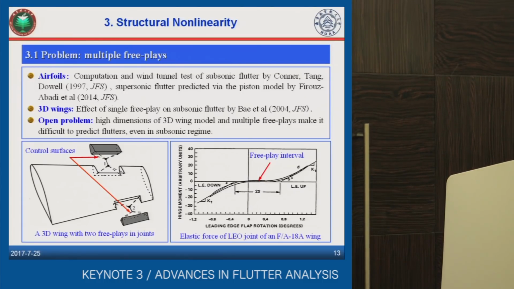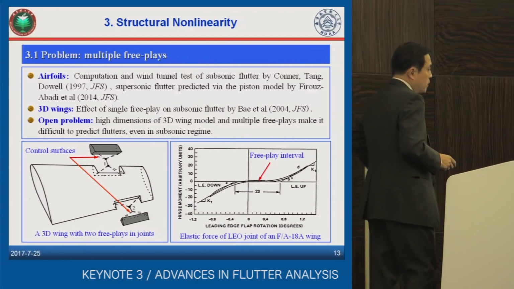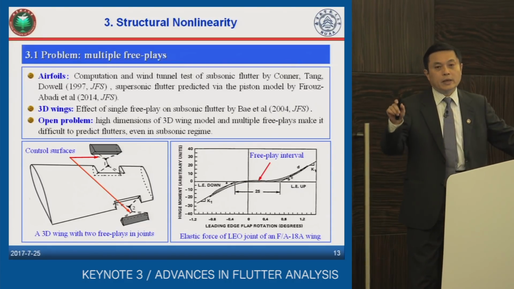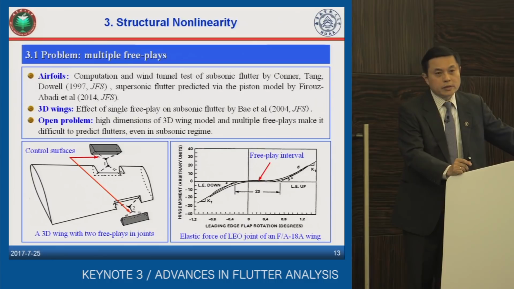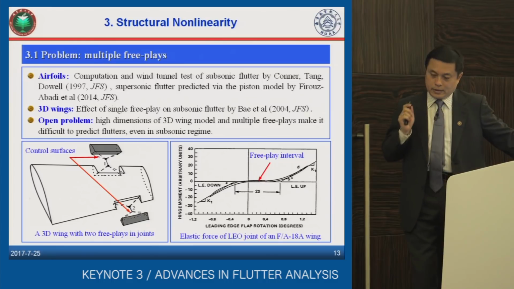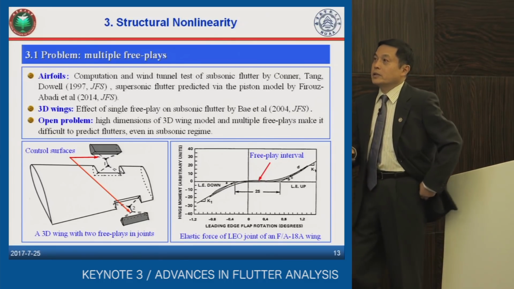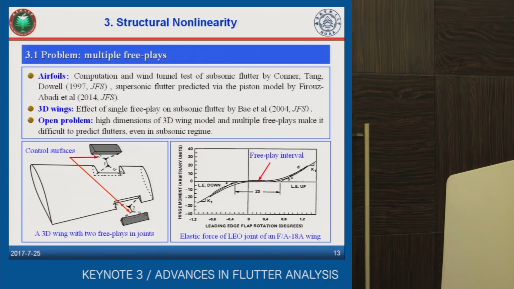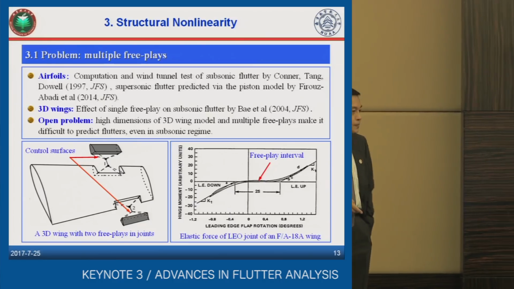And here, this is the elastic force of the joint, and you can see that there is a backlash of about 1 degree in rotation angle. And this is a very typical case in engineering. However, most of the studies up to now focus on the simple case of a two-dimensional wing section. And the only practical case I can find is the effect of a single free play on the subsonic flutter by B about 10 years ago.